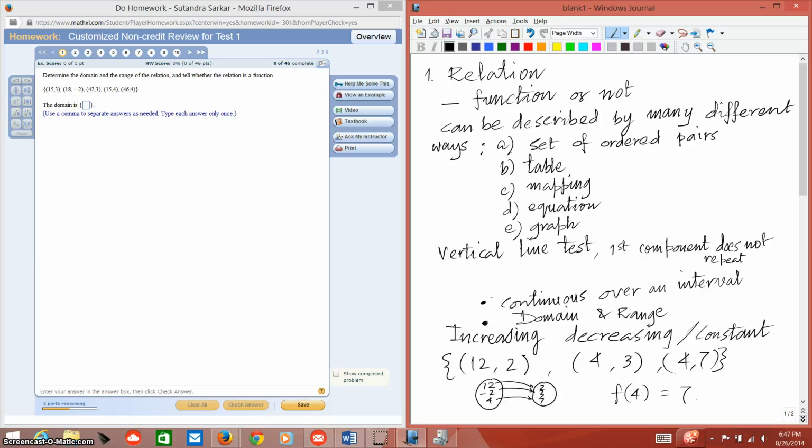Now, once I change the set of ordered pairs, if my question is f of 4, you are not sure which one to answer. So it is no longer a unique answer. I actually cannot say f of 4 equals 3 or f of 4 equals 7. So this does not represent a function anymore.